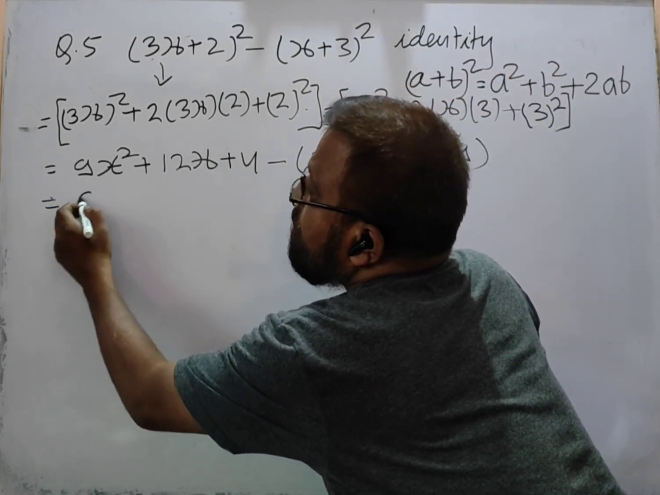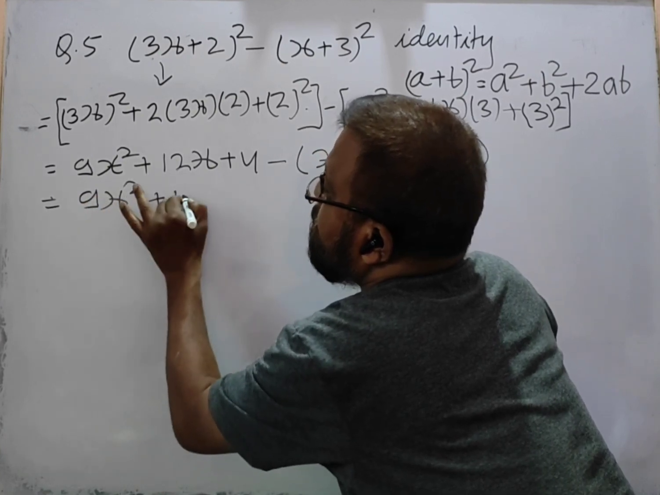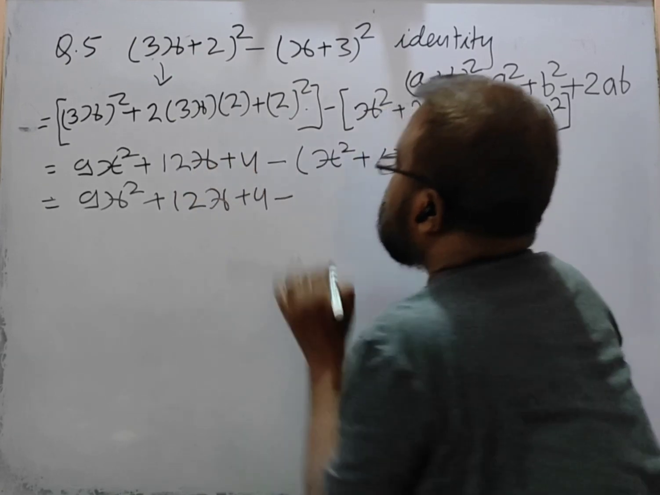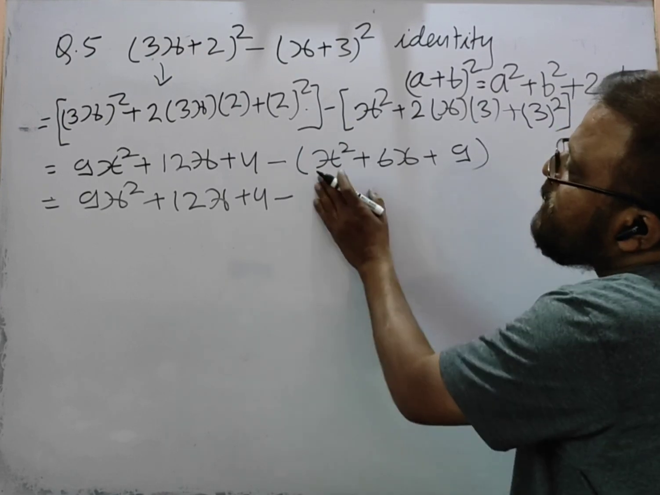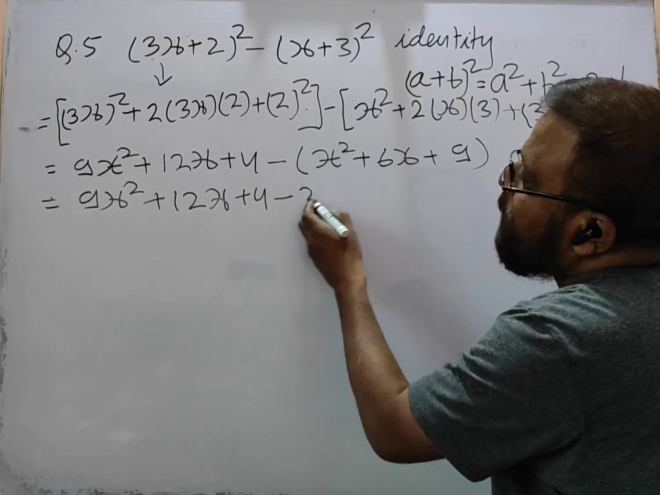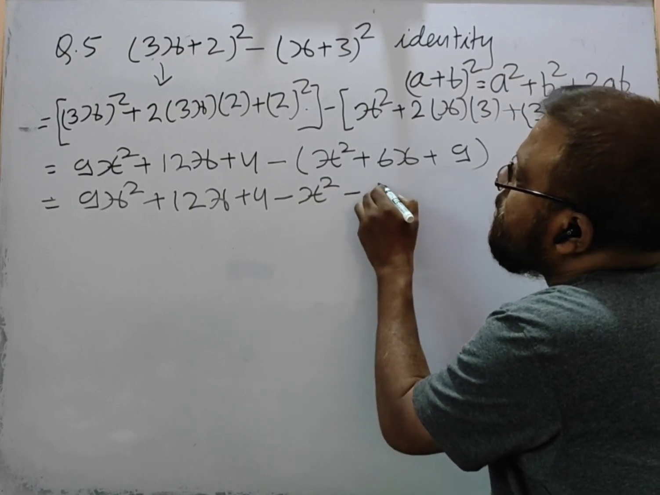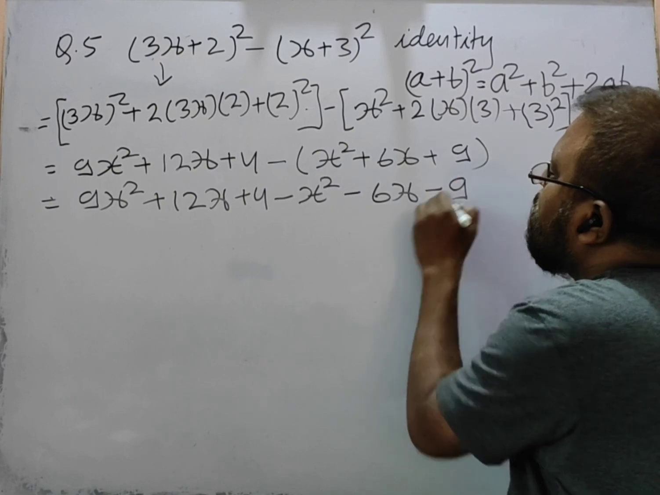Then it becomes 9x square plus 12x plus 4 minus, when we open the bracket then sign will be changed. So it becomes x square minus 6x minus 9. Right?